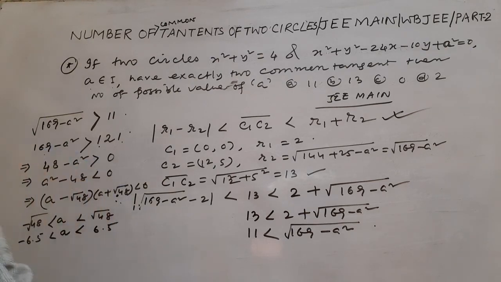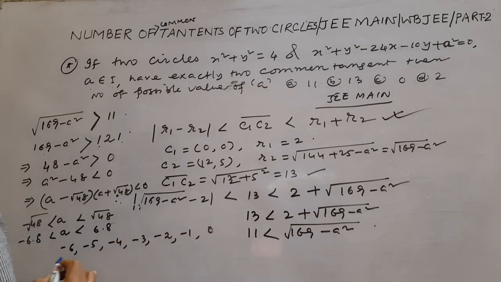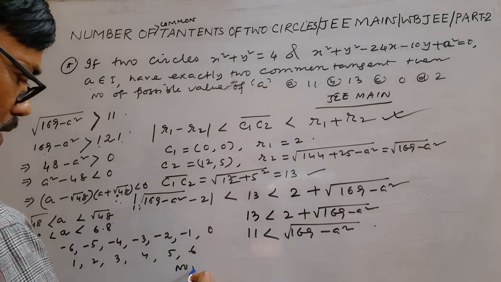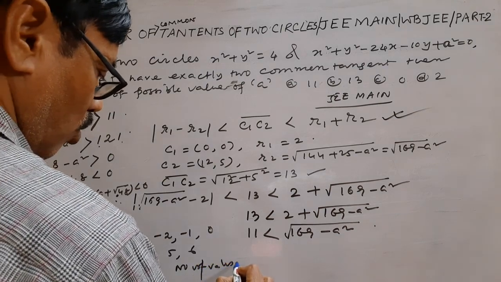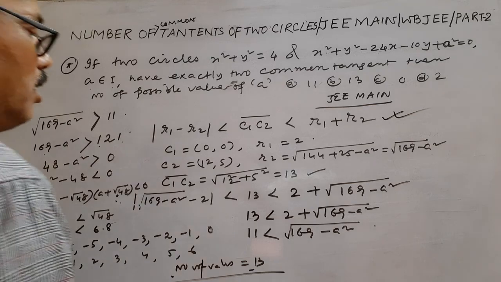It is nearly equal to 7, suppose 6.8. So what are the values of a? This is minus 6, then minus 5, minus 4, minus 3, minus 2, minus 1, 0. Then 1, 2, 3, 4, 5, 6. So how many values of a? 13. Now we have one more condition.